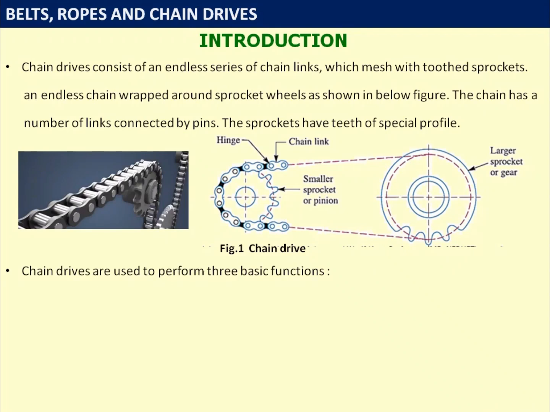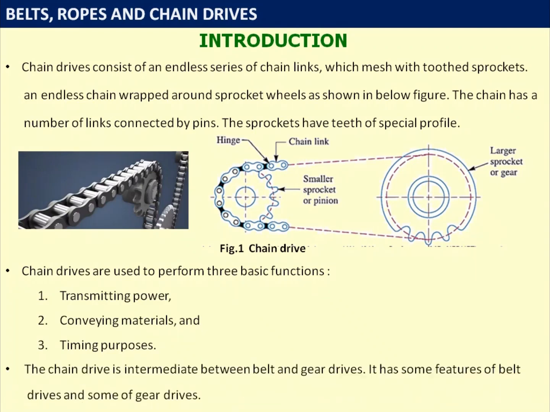Chain drives are used to perform three basic functions. First, transmitting power. Second, conveying materials. And third, timing purposes. The chain drive is intermediate between belt and gear drives. It has some features of belt drives and some of the gear drives.